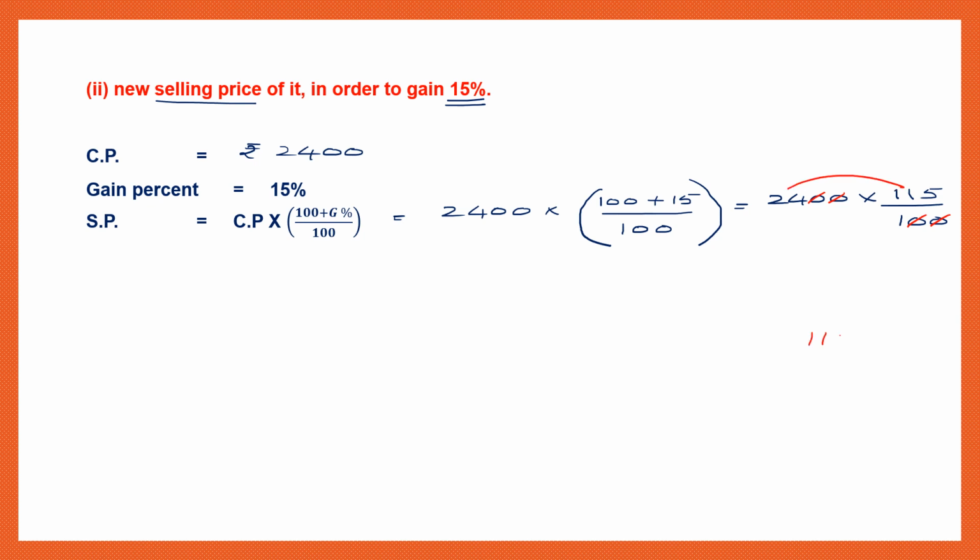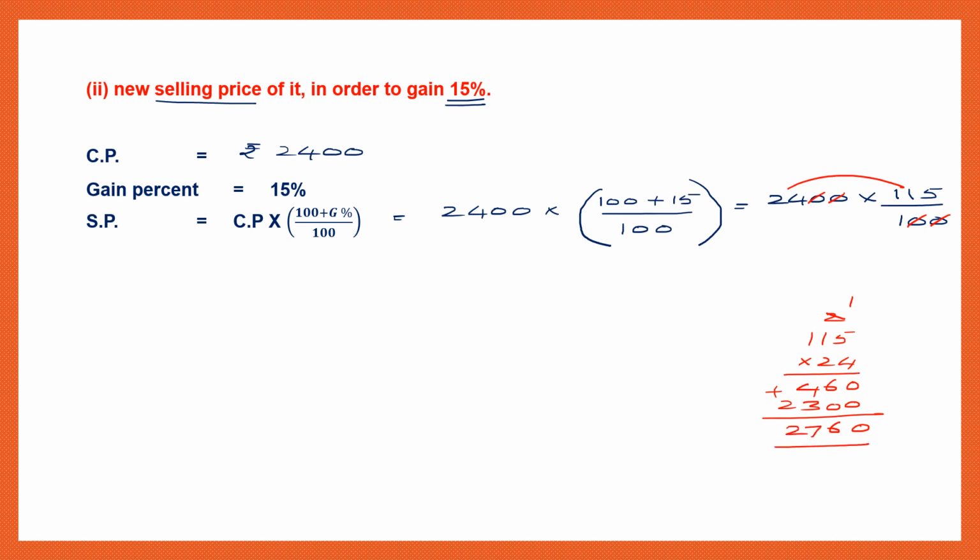Let's do that. 115 into 24. 4 fives are 20, carry 2, 4 ones are 4, 5, 6, 4 ones are 4. Second step, 2 fives are 10, carry 1, 2 ones are 2, plus 1, 3, 2 ones are 2. Now add this up and see what you get. Now 4 plus 3 is 7 and 2.